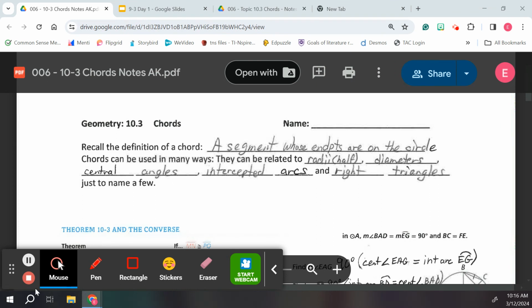All right, anybody still writing? Okay. All cut up? Okay.